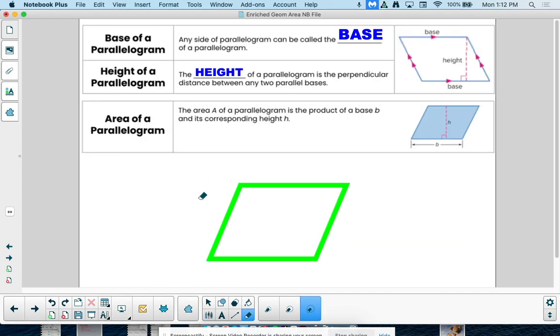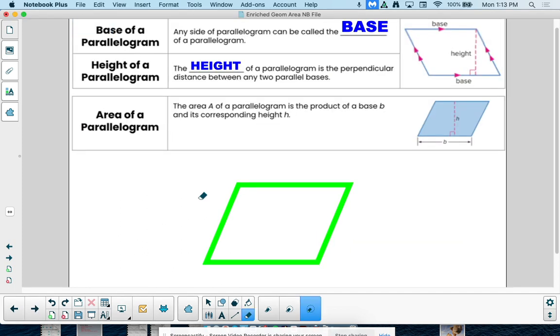Okay, let's talk about a parallelogram. Any one of your sides can be a base. It doesn't matter. What matters is the height, and your height is always perpendicular to that base. So always look for the right angle. Maybe I would circle that on your picture. Your base and height are perpendicular, okay?